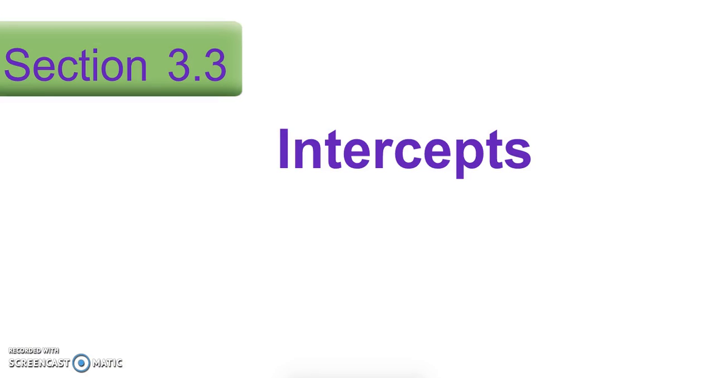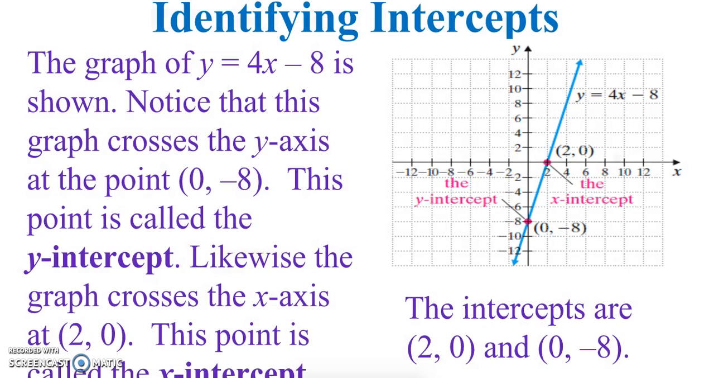Intercepts. Okay, intercepts are the same concept, but it's even easier. So an intercept is anything that crosses the y-axis or the x-axis. And you always have one y-intercept and one x-intercept, unless one of them is always 0. And I'll explain that in a minute.